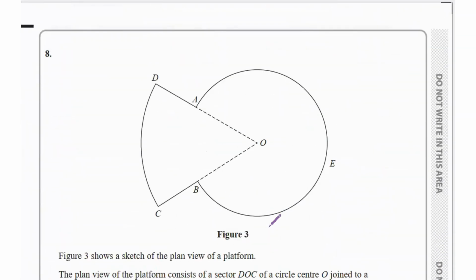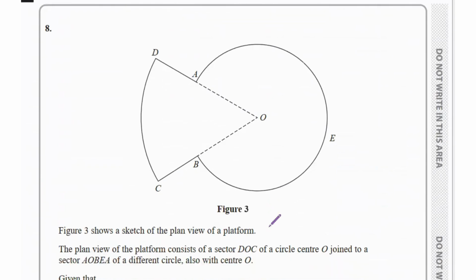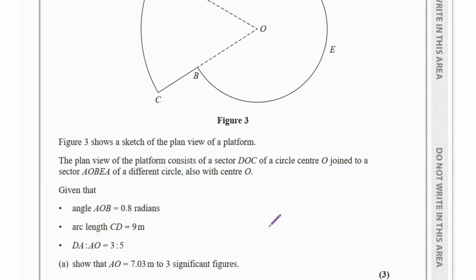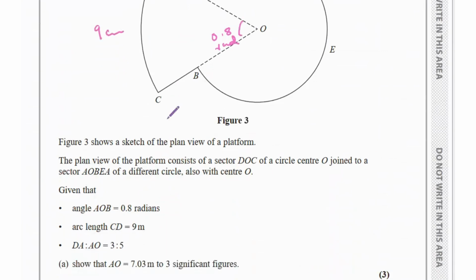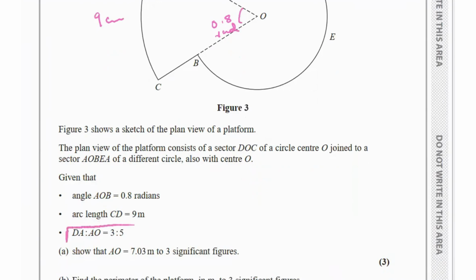Then it says figure 3 shows a sketch of the plan view of a platform. The plan view of the platform consists of a sector DOC of a circle center O joined to a sector AOBEA of a different circle also with center O. Given that angle AOB is 0.8 radians, arc length CD is 9 centimeters, and DA to AO is 3:5. Show that AO is 7.03 meters to 3 significant figures.